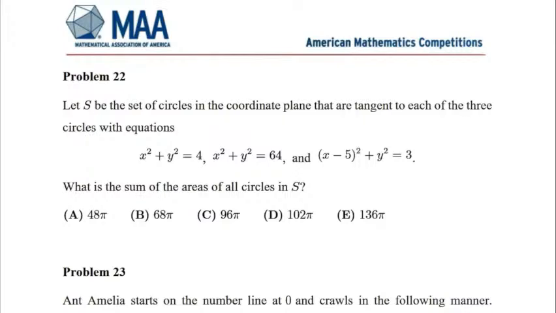Let S be the set of circles in the coordinate plane that are tangent to each of the 3 circles with equations x squared plus y squared equal to 4, x squared plus y squared equal to 64, and x minus 5 squared plus y squared equal to 3. What is the sum of the areas of all circles in S?